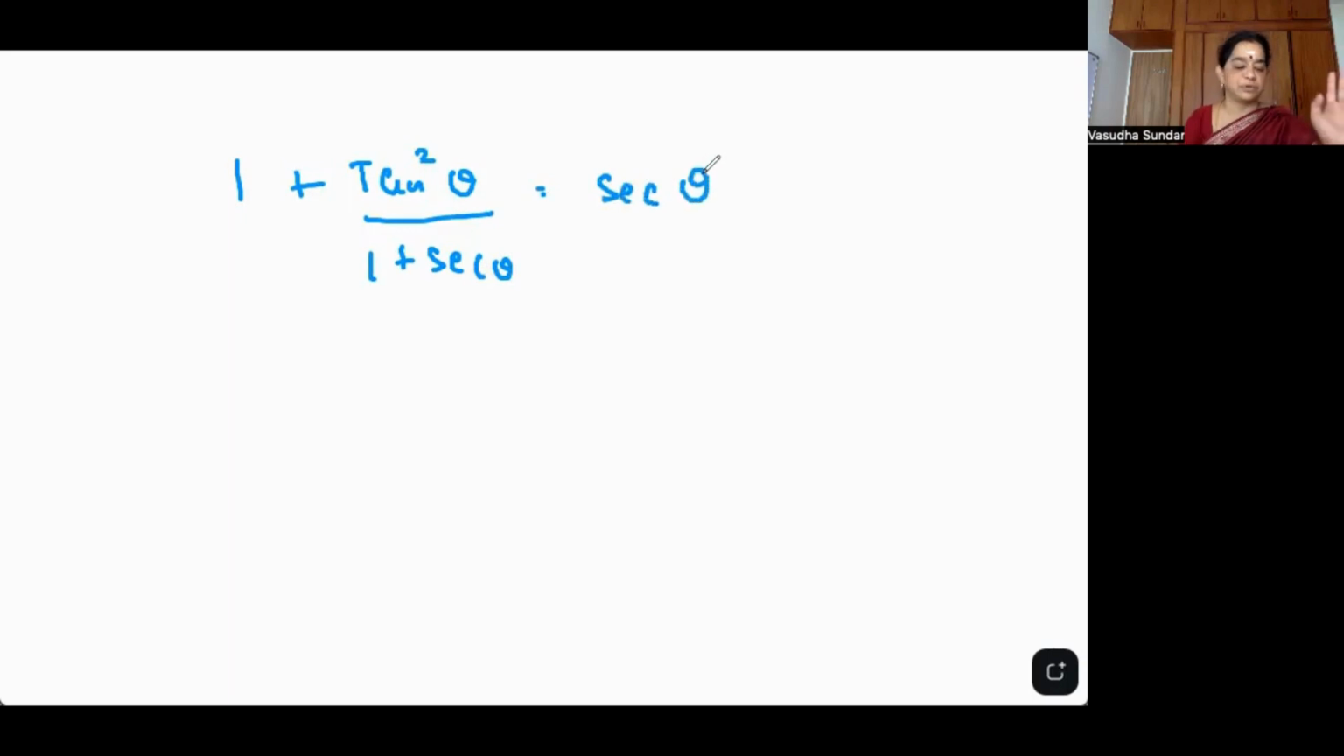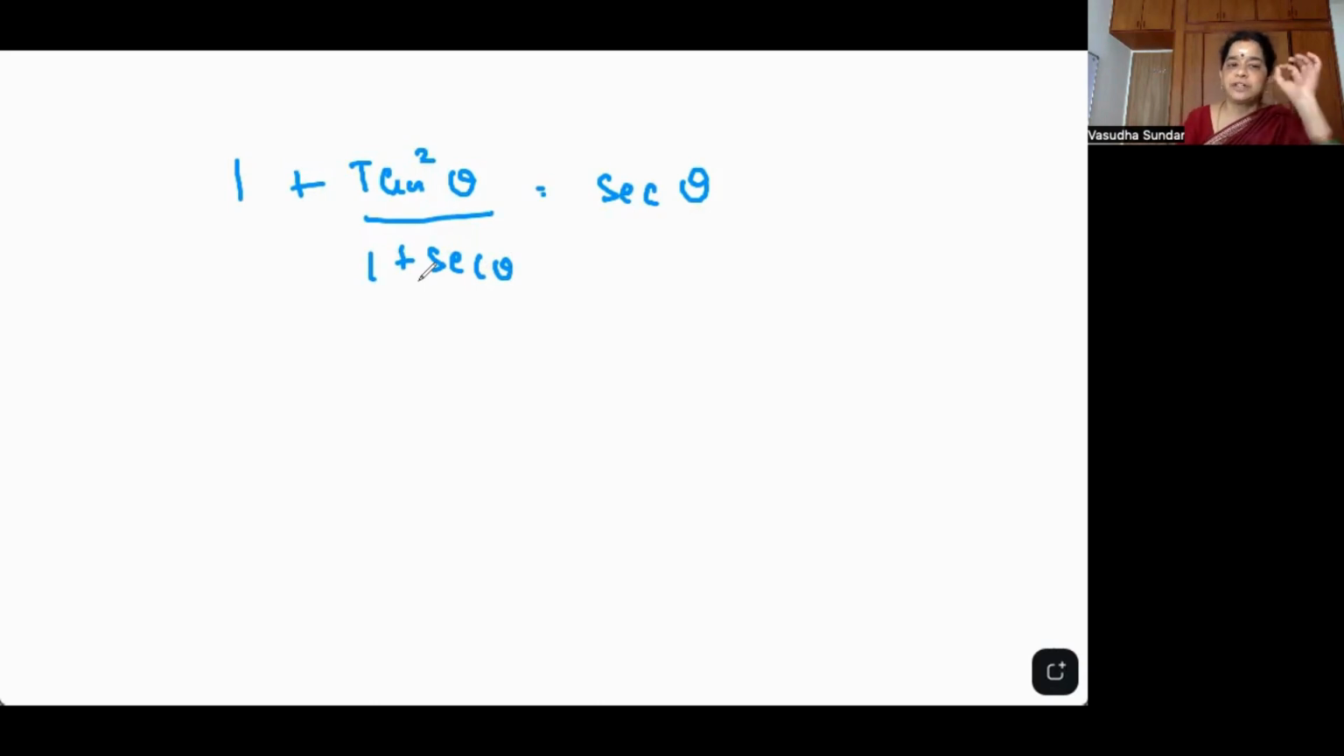For example, I'm taking a problem: 1 plus tan square theta by 1 plus secant theta. You have to prove this is equal to secant theta. So this is a very simple problem. One way is you take LCM as 1 plus secant theta, you convert tan into sine and cos, you convert secant as 1 by cos. Anyhow you do, you will get the solution. There's no doubt about it. But there's a difference between eating like this and eating like this, isn't it?